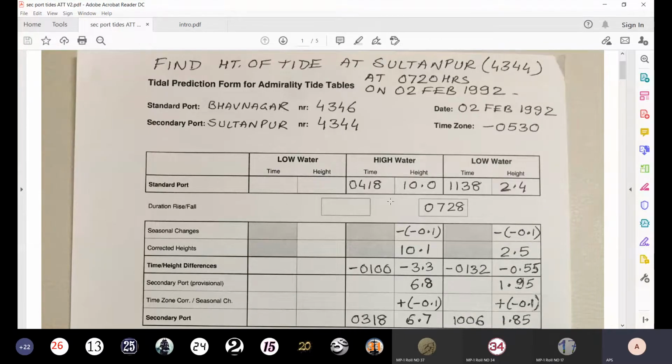Duration of rise or fall is the time interval between high water and low water. So how many hours and minutes between high water, low water? 7 hours, 28 minutes.